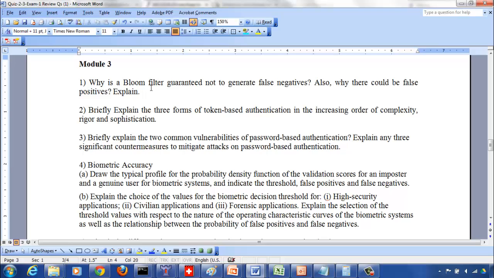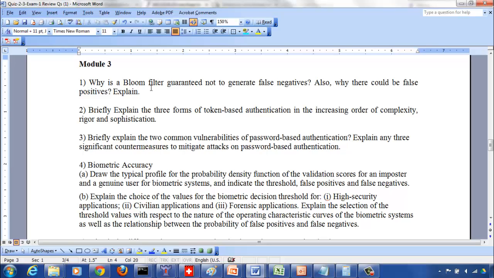A Bloom filter is guaranteed not to generate false negatives because you're filling up the Bloom filter based on the hash values of the bad or unacceptable passwords in your dictionary, right? So initially you fill up the Bloom filter with all those hash values, and the corresponding bits are set to 1. So when you test a particular word, if it's already in the dictionary of unacceptable or bad passwords, then those bit positions in the Bloom filter would be set to 1. So there's no way you can have a word in the dictionary for which the bit positions of its corresponding hash values will not be set to 1.